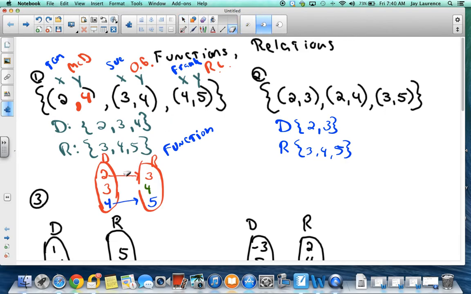All right, so I'm going to change the place where Tom is going. And so now my mapping is going to look like this. 2 is going to 4, and 3 is going to 4, right? Is it possible for Tom to go to the Olive Garden and Sue to go to the Olive Garden at the same time? Sure it is. It's still a function.